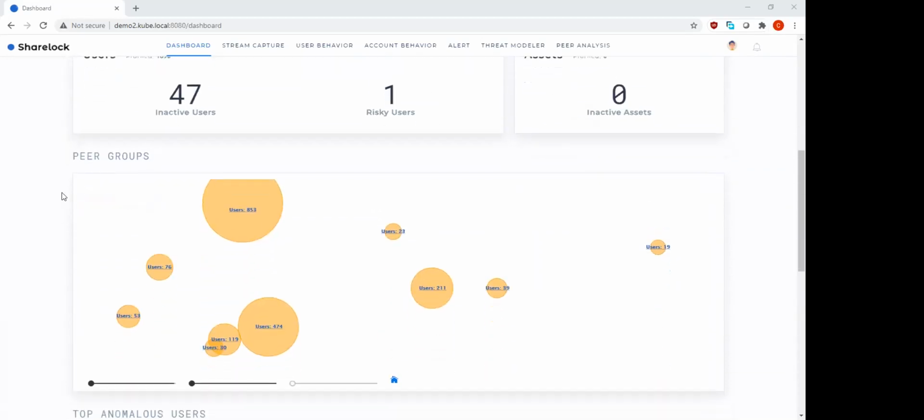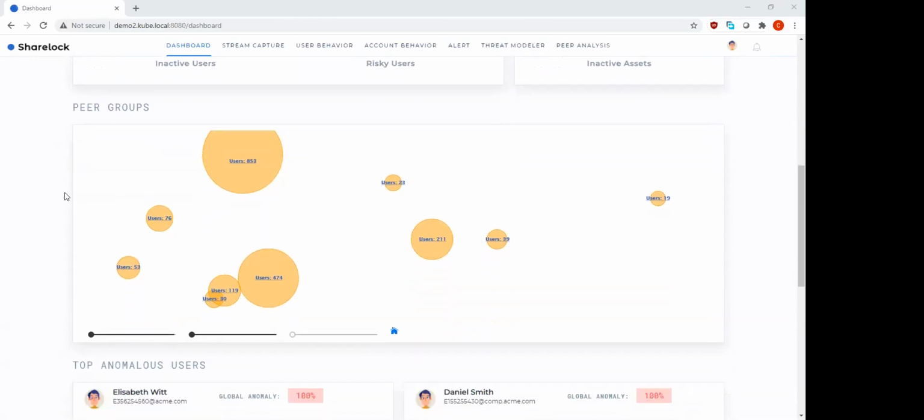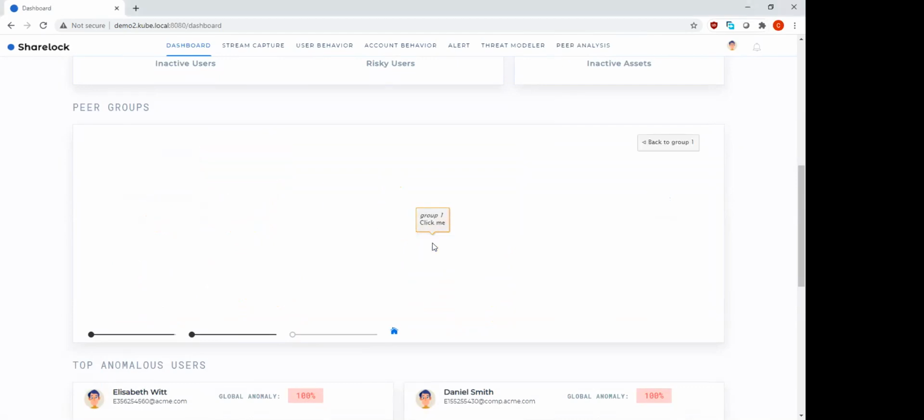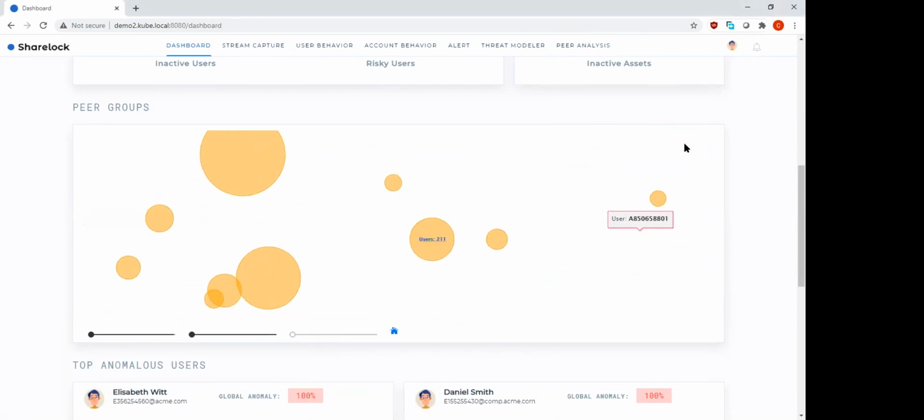In the next section, we can see peer groups calculated dynamically based on real user behavior. So not a static clustering based on a single attribute such as, I don't know, organization unit, location, or user manager, but clustering based on users' real behavior. Clicking on this group, for example, we can see its population and we can see users that are part of it.